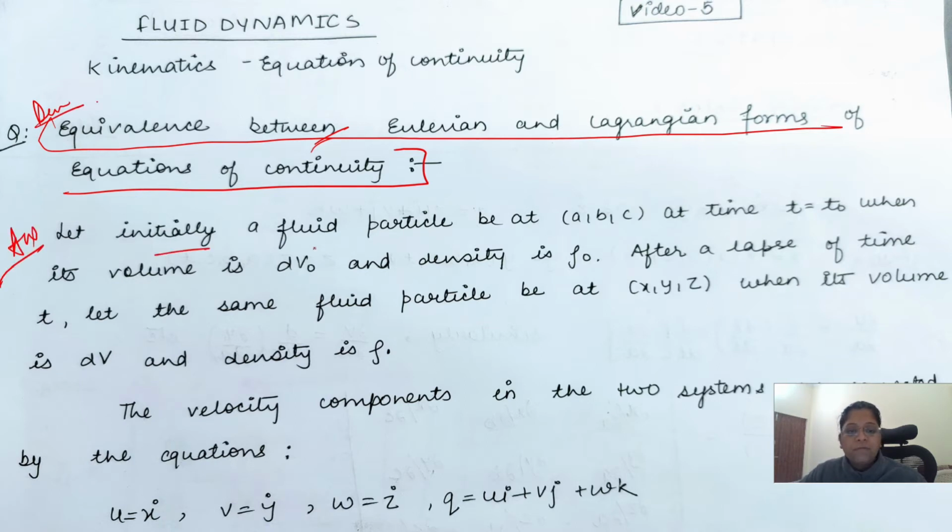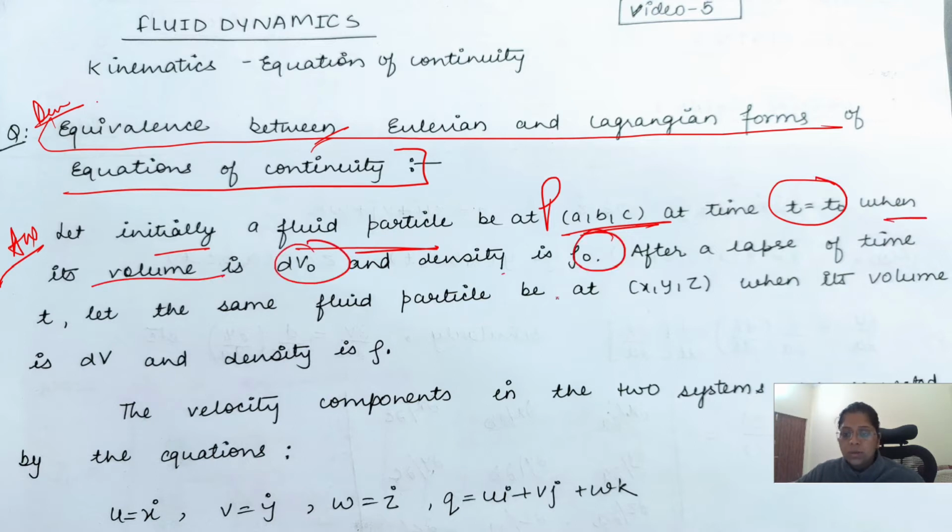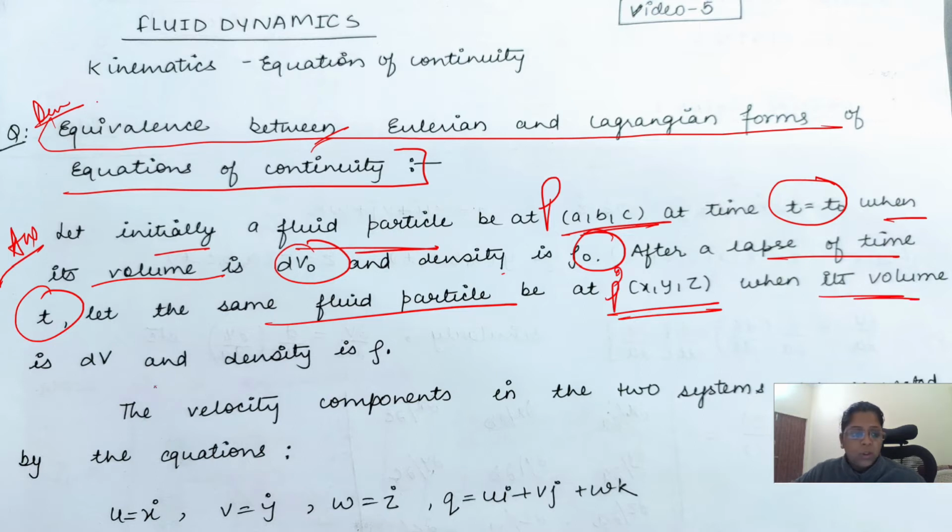Let initially a fluid particle be at a point P. The coordinates will be a, b, c at a time t equal to t0, when its volume is dV0 and density is ρ0. After a lapse of time t, the same fluid particle is at a point P dash with coordinates x, y, z, when its volume is dV and density is ρ. If you have seen my video of the Lagrange method, you will easily understand this.